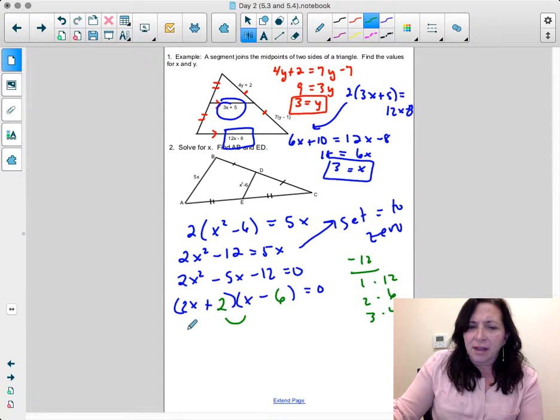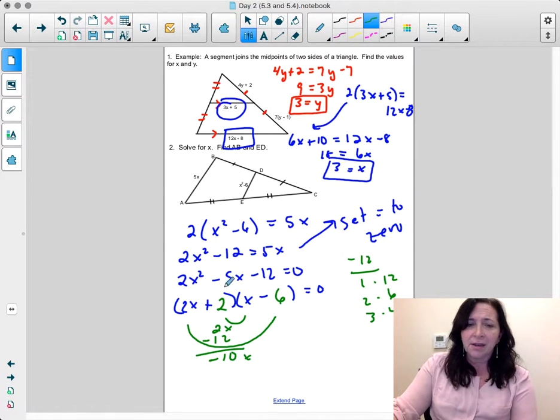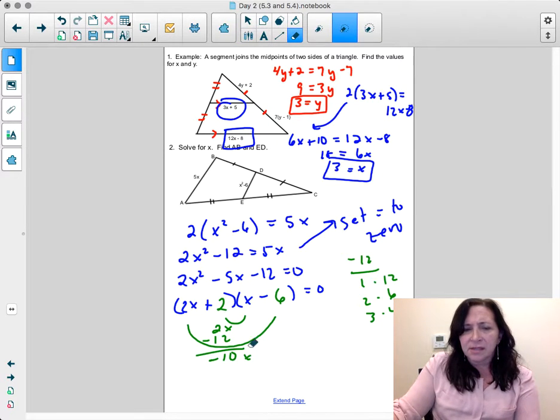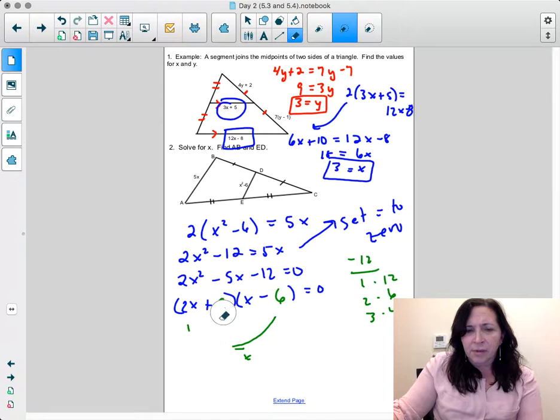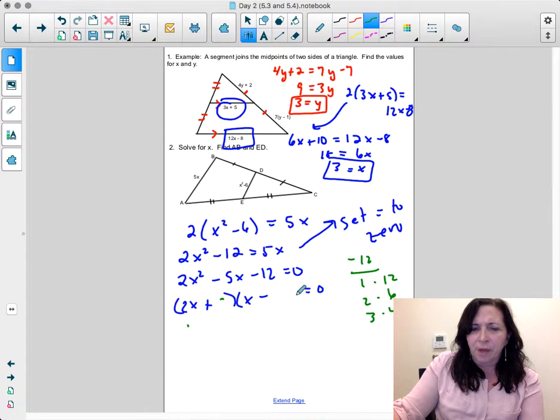You're going to check it. You check the insides and you check the outsides. You've got 2 times x is 2x, and 2 times negative 6 is negative 12. When I add those together, I get negative 10x, which is not what I want. I want negative 5x. So what that means is this number is incorrect, and then we're going to rewrite it. And normally, you're going to flip-flop them. So now I'm going to put 6 here, and I'm going to put 2 here.